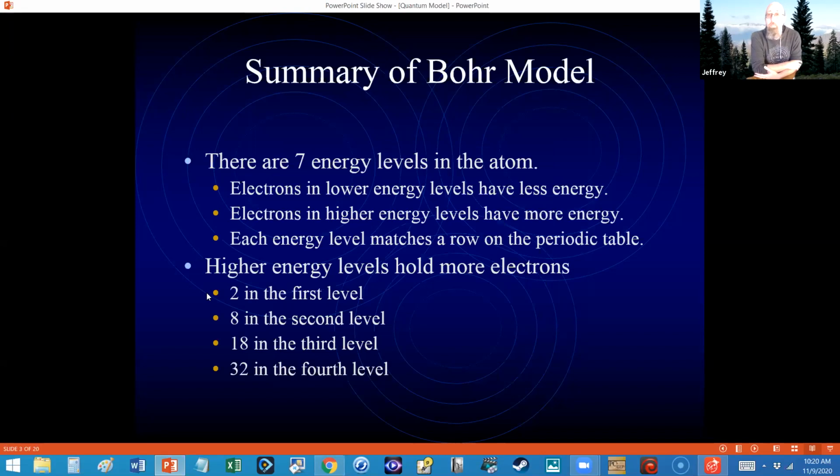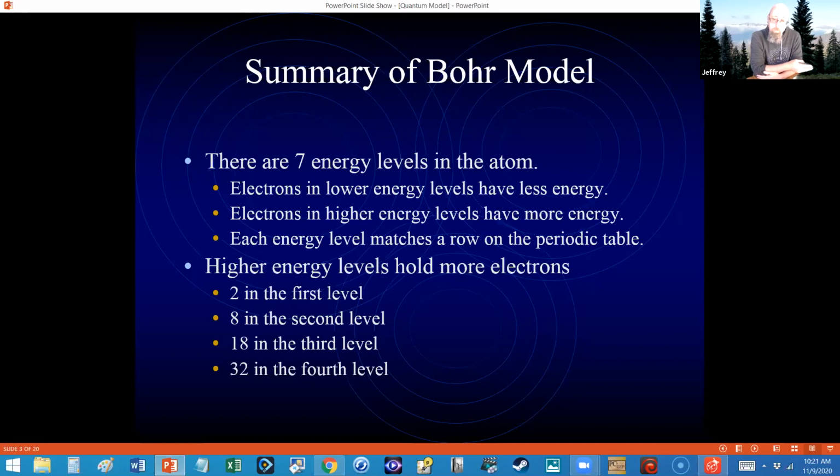However, there are a couple of things that Bohr got right and that we're going to continue to use, and you'll see them continue to pop up in our modern understanding of the atom and going forward into new units later on as well. Bohr determined that there are 7 energy levels in the hydrogen atom, and that is still the fundamental organizing principle that we use. There are 7 energy levels within the atom.